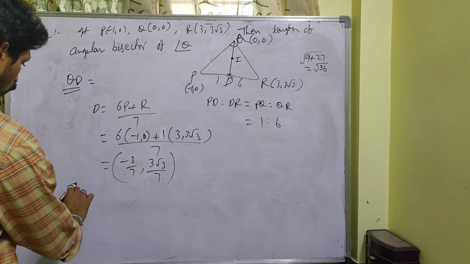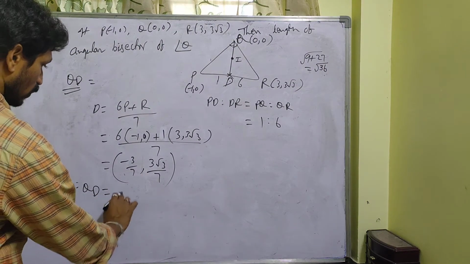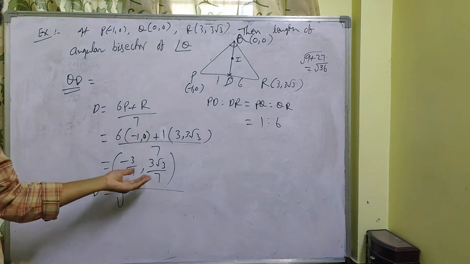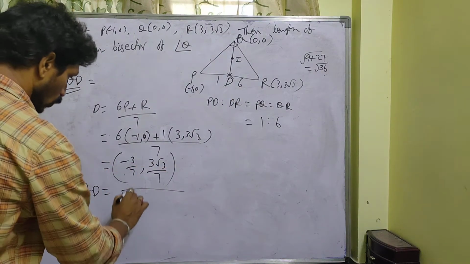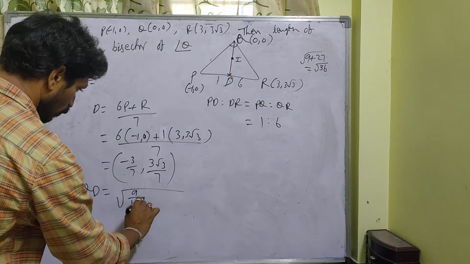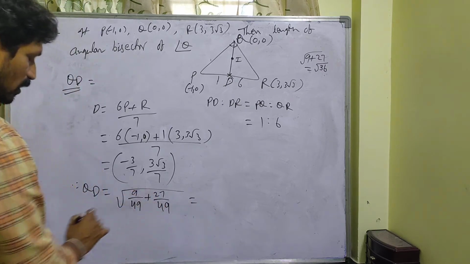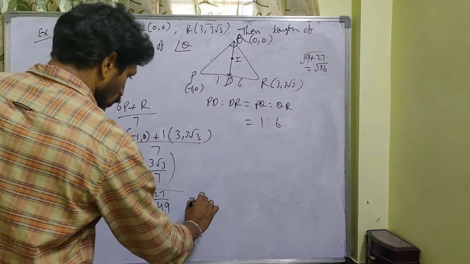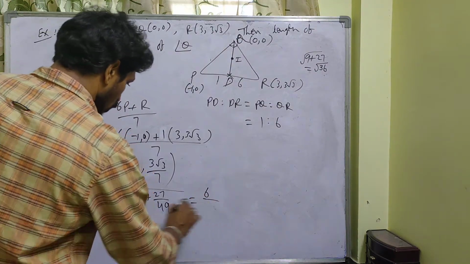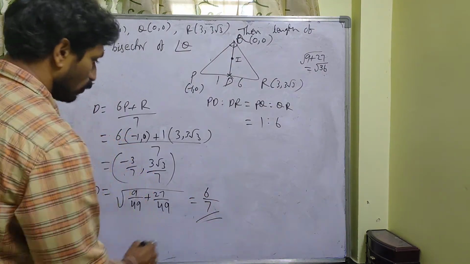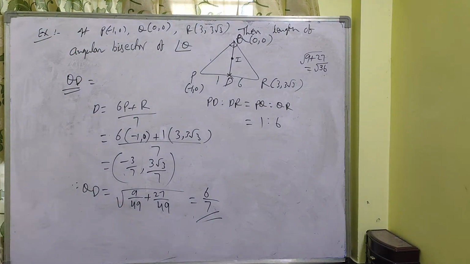Now therefore QD is equal to, what is that? One of the points is 0 comma 0, so directly root of x square plus y square. So 9 by 49 plus 27 by 49. This is nothing but 9 plus 27, that is 36. So root 36 means 6, root 49 means 7. 6 by 7 units is the answer for QD.